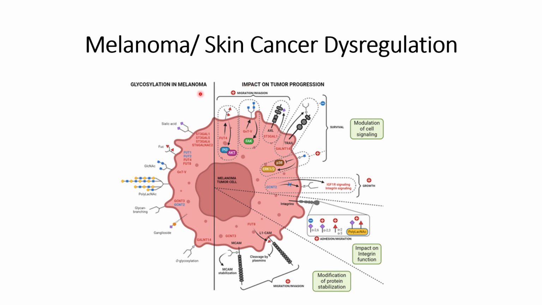So the glycosylation in the melanoma that occurs when the melanoma is not in the cancer stage is shown on the left-hand side. That is, it has the sialic acids, fucose, GlcNAc, polyLacNAc, glycan branching, galectins, and O-glycosylation. However, when this melanoma becomes a tumor, or when it acquires the tumor properties, then this kind of glycosylation profile changes.